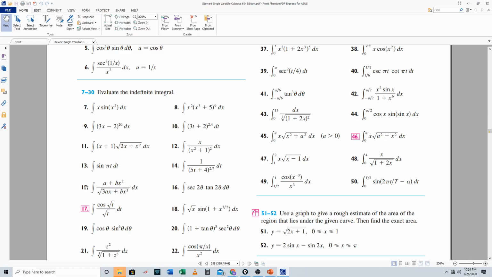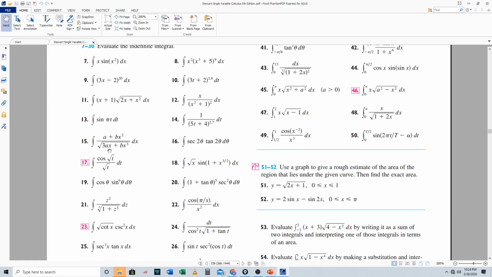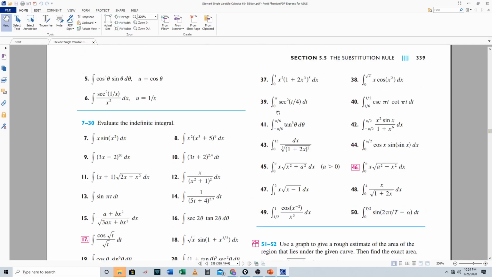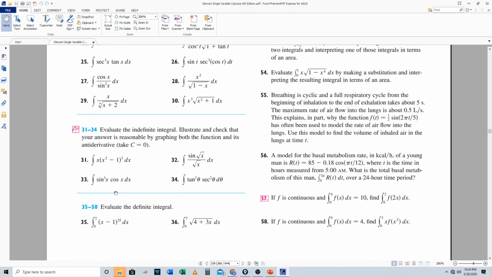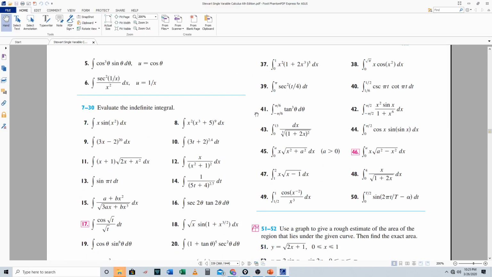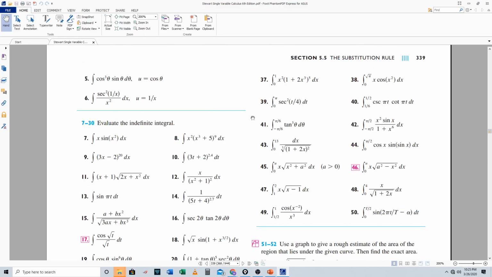It's going to be 7, 11, 15, 19, 23, 27. And then we'll do 35, 39, 37, 41, 45. Okay, that'll be good enough. All right, I will post it as soon as I can.